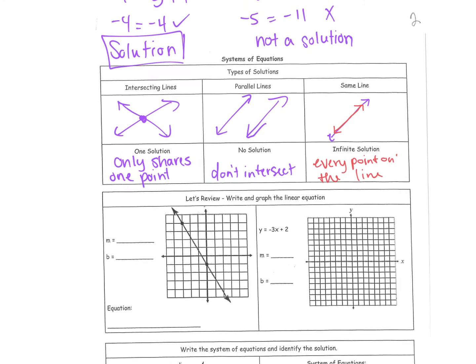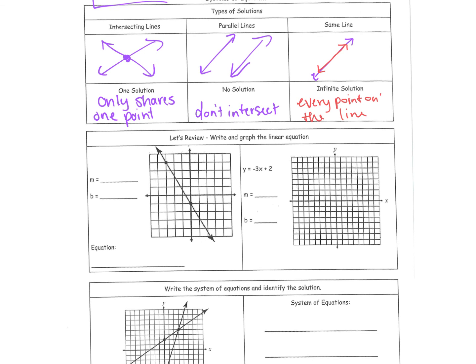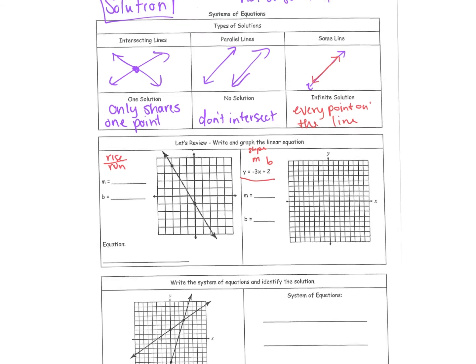All right, you're going to review how to write and graph linear equations. Again, you're going to find the slope for this one, and you remember slope is rise over run. And then you're going to graph the equation that's given to you. Remember, this is your m and this is your b. M is slope and b is the y-intercept. So use this information to graph.